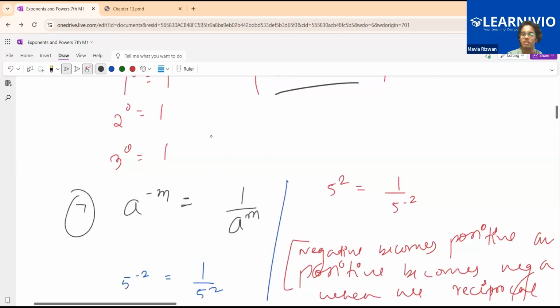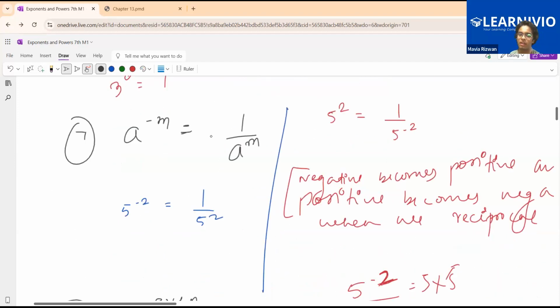Guys, the seventh law is if I have a power in the negative, how to change it to positive? You take the reciprocal of the number. So if I have 5 raised to the power minus 2, I would take the reciprocal of the number, so it would be 1 by 5. Now the power would become positive. So 1 by 5 raised to the power 2. Is this clear, guys? Just remember this thing. Any doubts? No, sir. Okay.